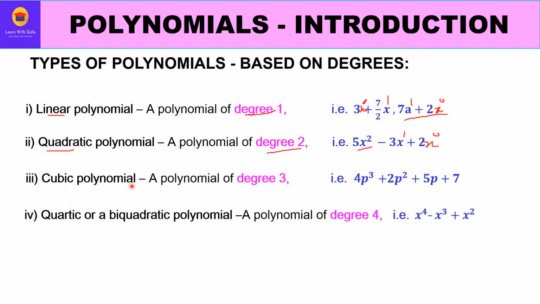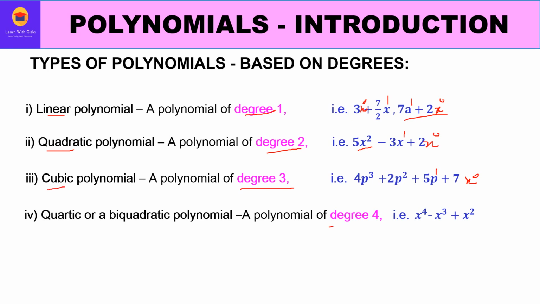Next comes cubic polynomial, which has degree 3. So over here, 4p cube, 2p square plus 5p, which is raised to power 1. 7 is also raised to power 0 over here. So over here it is of degree 3, as the highest power in this polynomial is 3. So it is known as cubic polynomial.